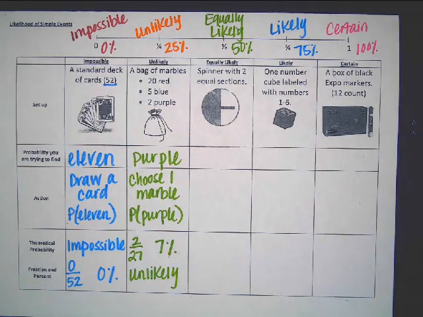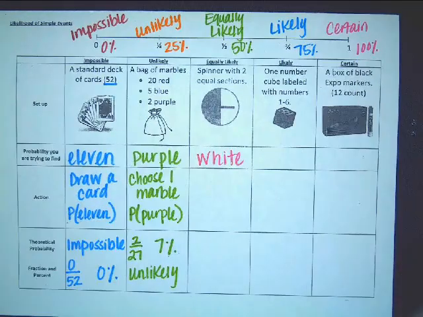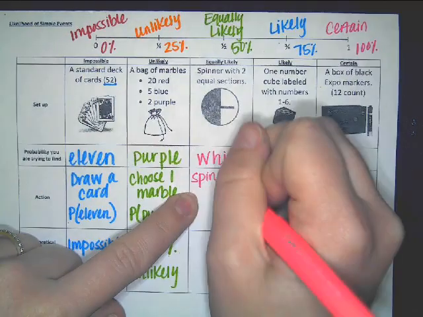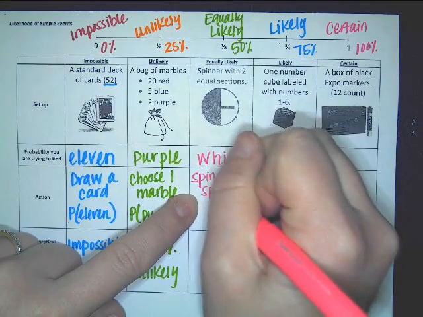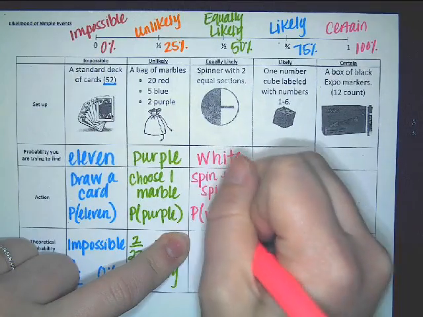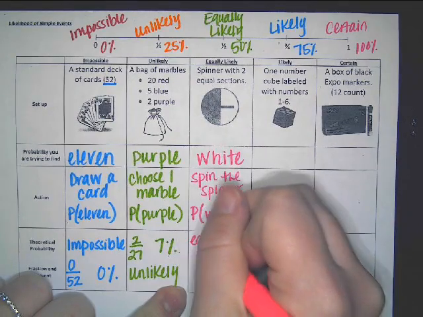Let's take a look at something that is equally likely. A spinner that has 2 equal sections. Looking at this, we have a dark side and a light side. So, when we spin it, let's say we're going to spin it to land on white. We want it to land on the white side. So, what are we going to do to get this to happen? We're going to have to spin the spinner. If they were going to ask us to do an action, we would see that they're going to say the probability of landing on white. Looking at this, it seems that my chances are equally likely.